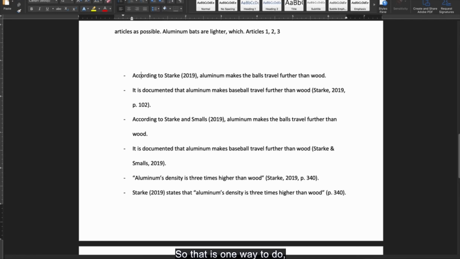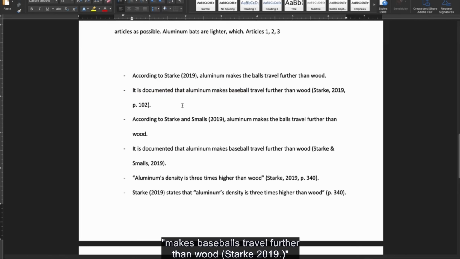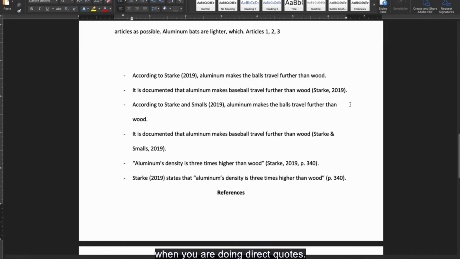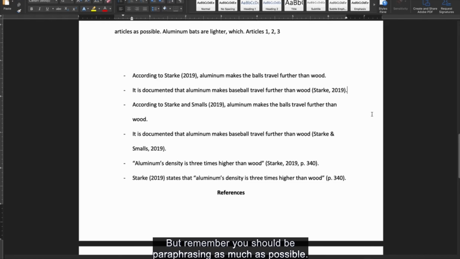So that is one way to do it. That is showing you which article you got it from. And if you don't do it this way, according to Stark, if you just want to add it at the end, you would say, it is documented that aluminum makes baseballs travel further than wood, Stark 2019. Now you could use a page number. Page numbers need to be used when you are doing direct quotes. But remember, you should be paraphrasing as much as possible.